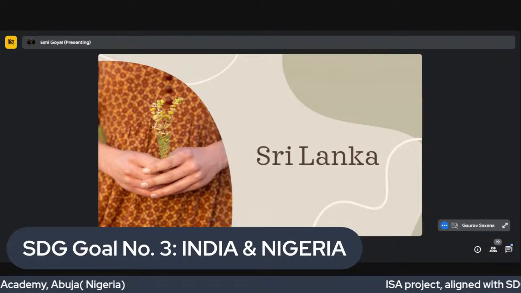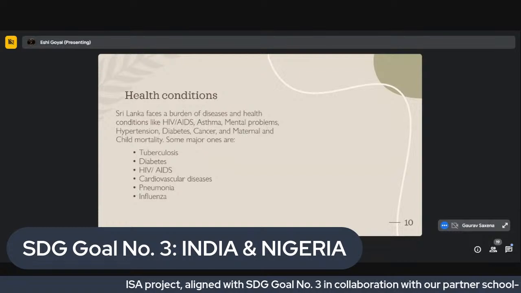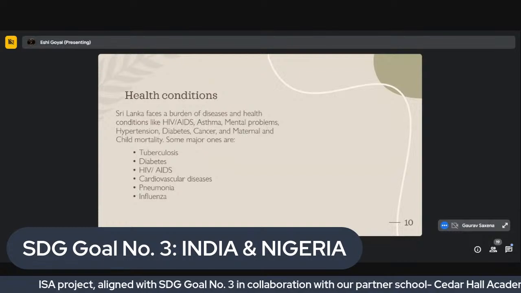Sri Lanka. Health conditions. Sri Lanka faces a burden of diseases.